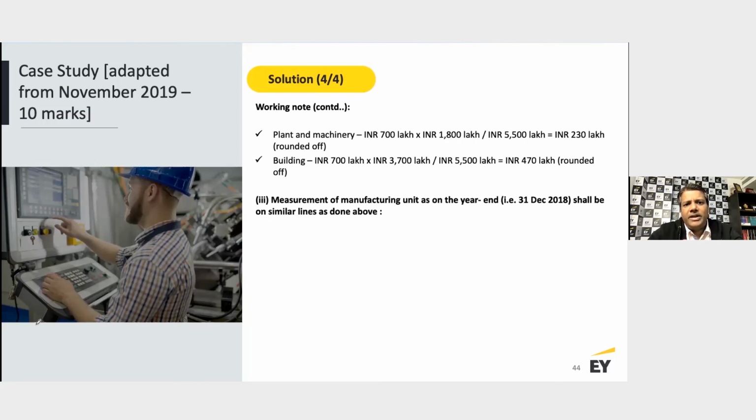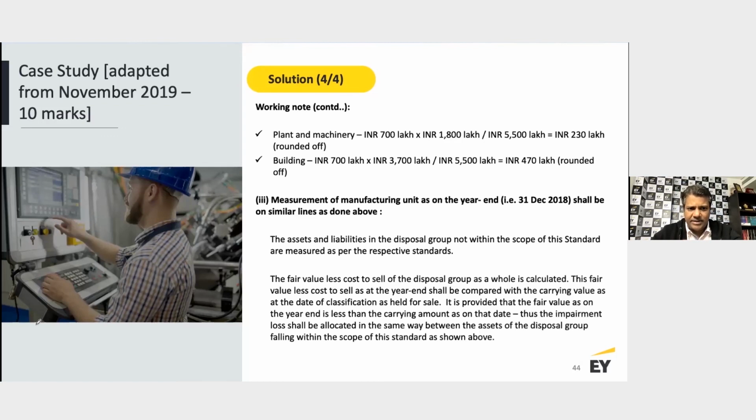Now, measurement of the manufacturing unit as on the year end shall be on similar lines, because I don't have the information on what the subsequent decline is, so we can't do much. The assets of the disposal group not within the scope of the standard are measured as per the respective standard. The fair value less cost to sell of the disposal group as a whole is calculated. This fair value less cost to sell at the year end shall be compared with the carrying value as at the date of classification as held for sale. It is provided that the fair value as on year end is less than the carrying amount. Thus, the impairment loss shall be allocated in the same way between the assets of the disposal group falling within the scope of this standard.